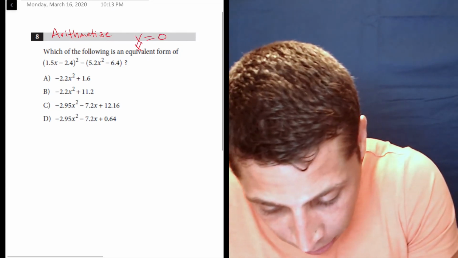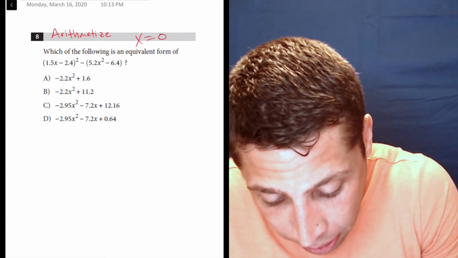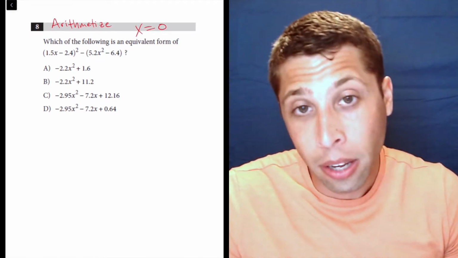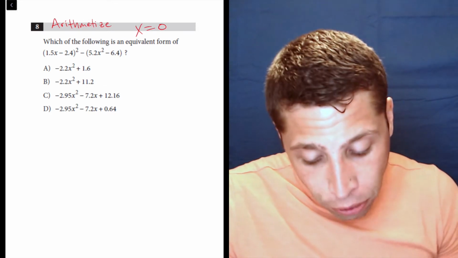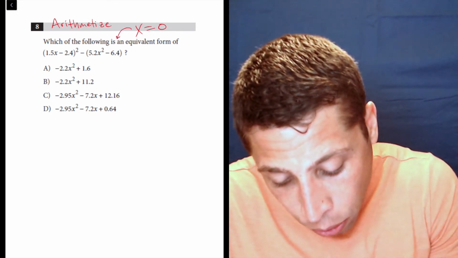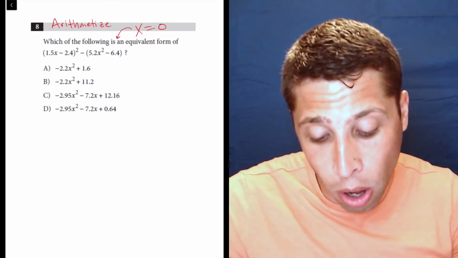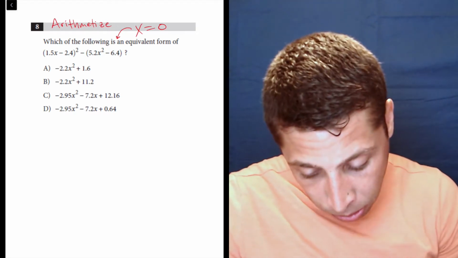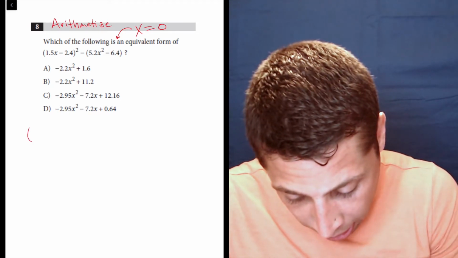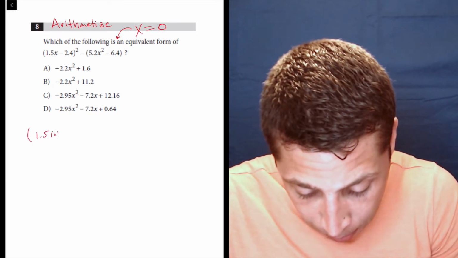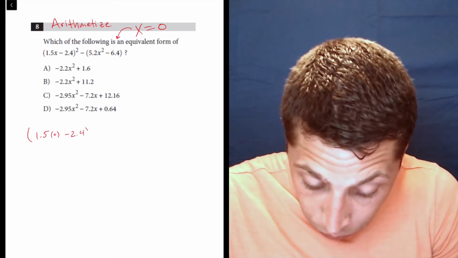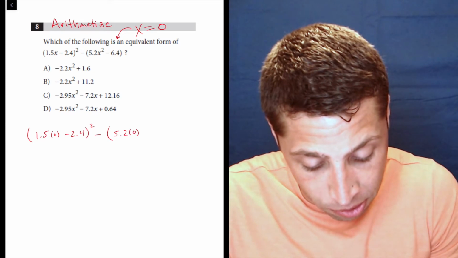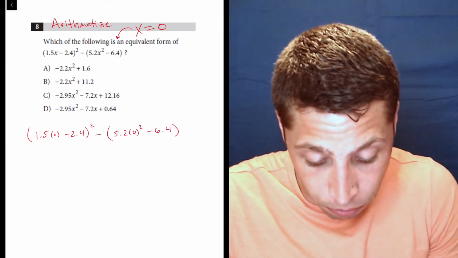X equals 0. So we're going to use that because if it fails and it works for multiple choices, so what? Who cares? At least it's easy. So my first step now is to take x, or take 0, and substitute it in for all the x's in this equation. I'm not going to start solving yet. I just want to see what I'm dealing with. So I'm going to rewrite it. So the original question is 1.5 times 0 minus 2.4 squared minus 5.2 times 0 squared minus 6.4.